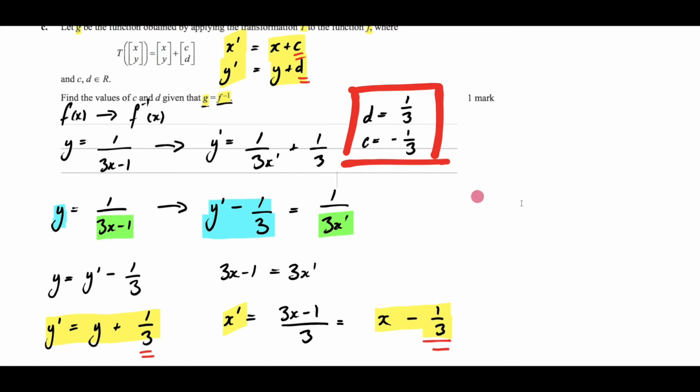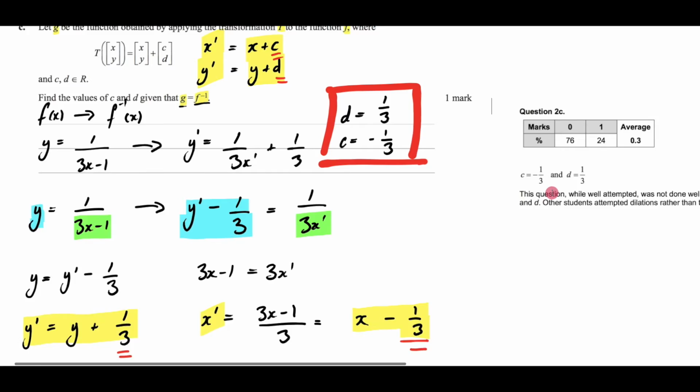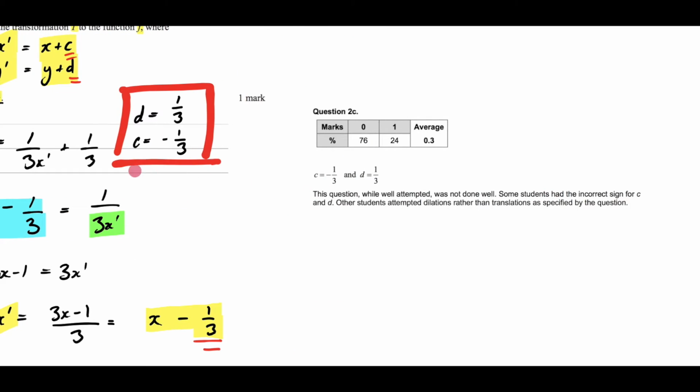Let's now look at the examiner's report and see how people fared with this question. And as you can see, I've spent a bit longer on this one because it was not well done by the state. 24% of the state got the full 1 mark for it. So, as you can see, C is equal to negative 1 over 3 and D is equal to 1 over 3. So that's what we got here.